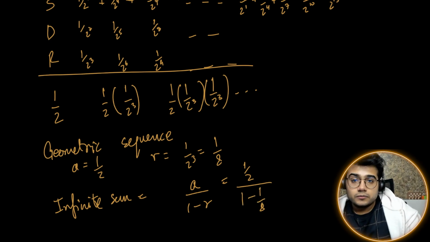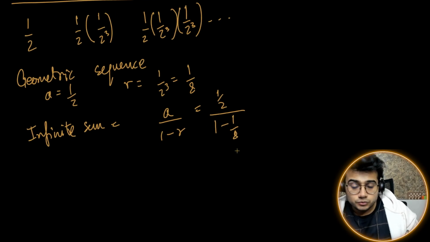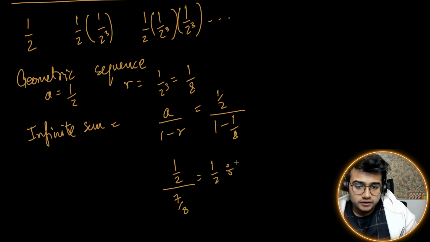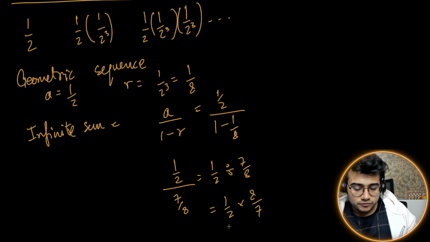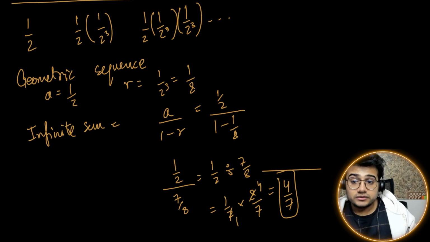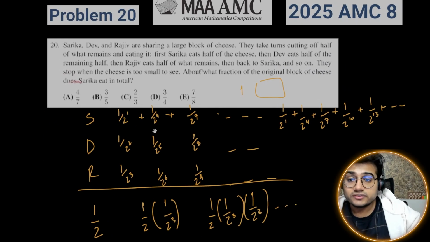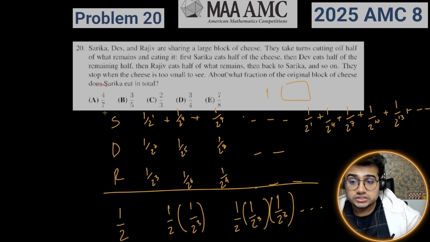Well, 1 minus 1/8 is going to be 7/8. So we have 1/2 divided by 7/8. We can keep, change, flip, and it will be 1/2 times 8/7. Let's simplify before we multiply them out. 2 times 1, 2 times 4. So the final answer would be 4/7. And that is literally the infinite sum of that sequence. So Shakira will actually eat 4/7 of the whole cheese, and the answer is going to be A.